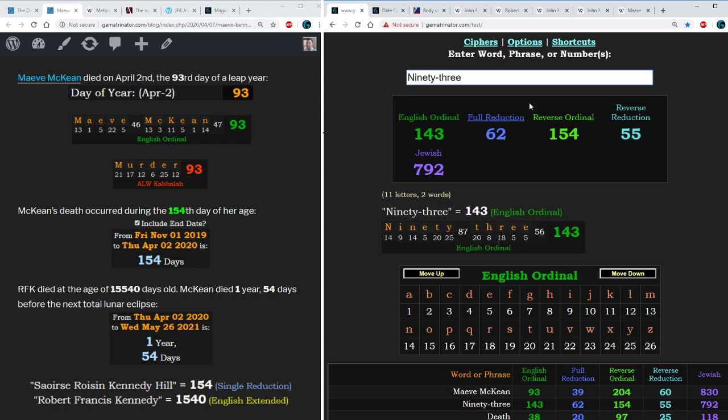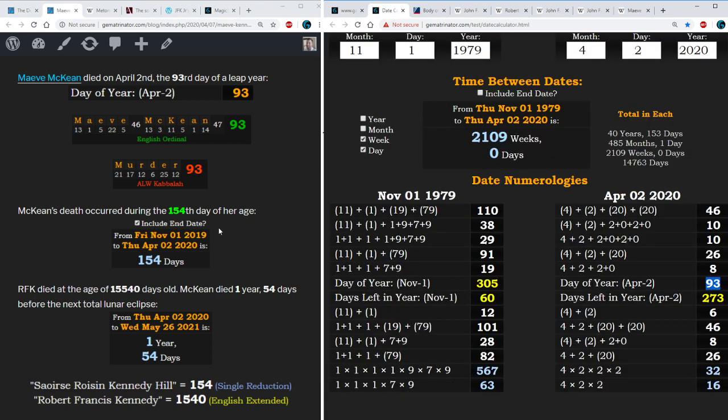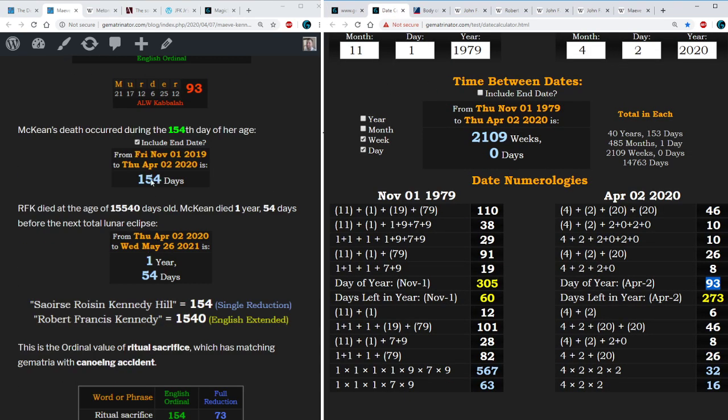In reverse, 93 equals 154. Maeve McKean died a span of 154 days after her birthday, and 1 year and 54 days before the next total lunar eclipse.